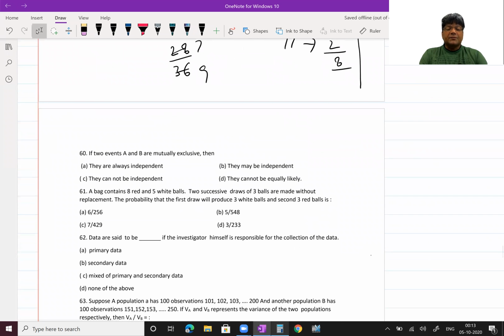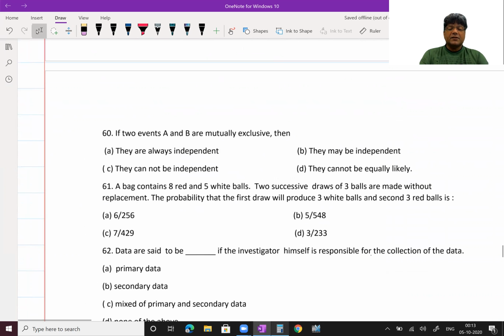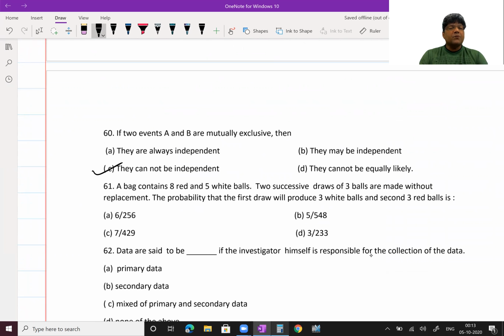Question number 60. If two events A and B are mutually exclusive, then they cannot be independent, guys. Already proved, and you have written in the properties, conceptual meaning of probability. That heading, there you have written.